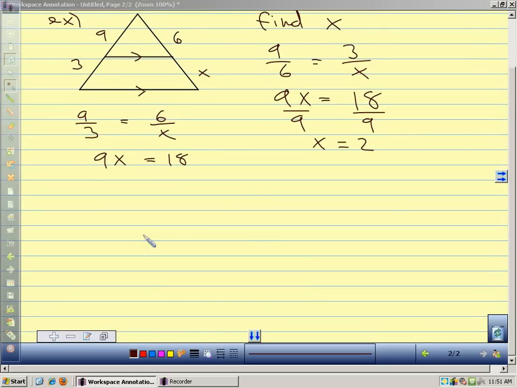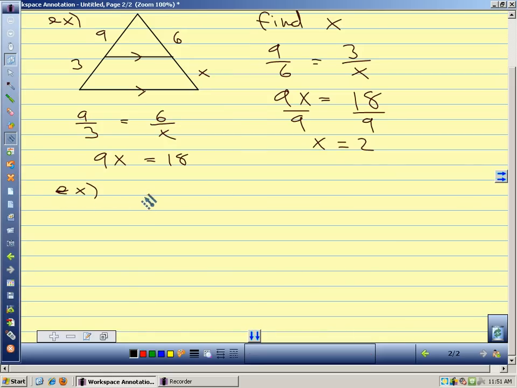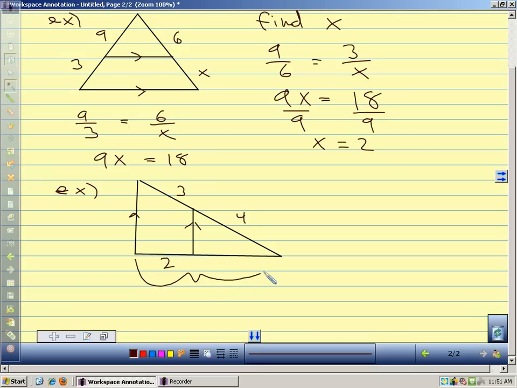All right, let's look at another example. This one's a little different. So here's my triangle for this one. And we're going to say that these two sides are parallel. Remember, the arrows mean parallel. This is 3, this is 4, this is 2, and this whole side is x, and we want to find x.